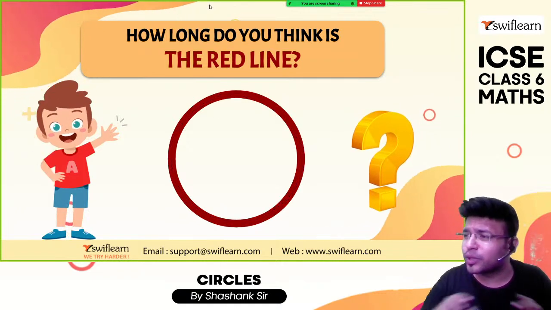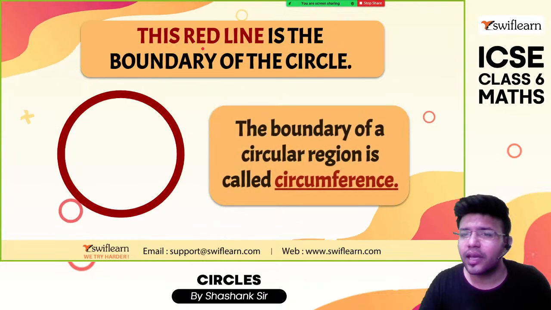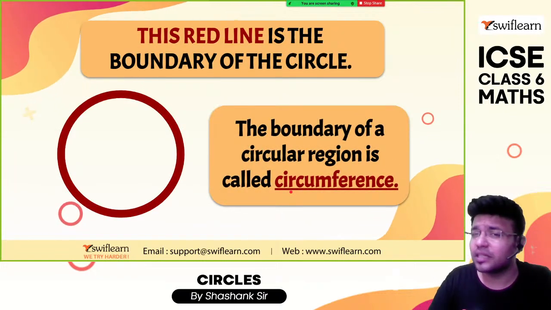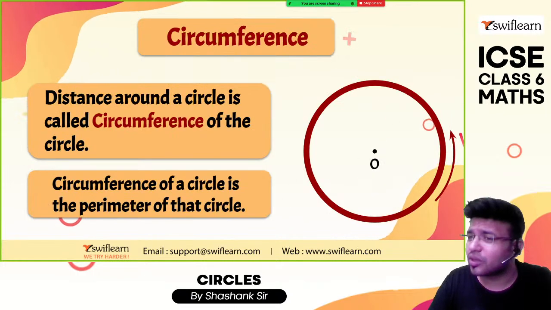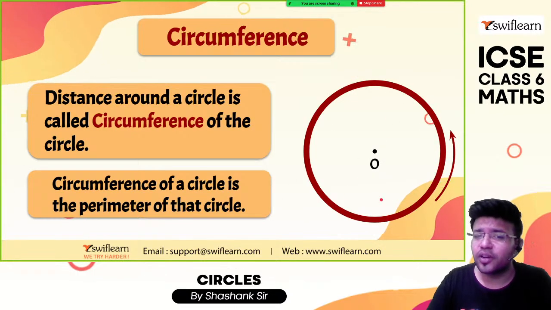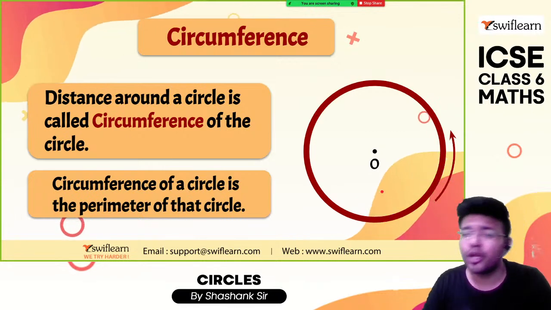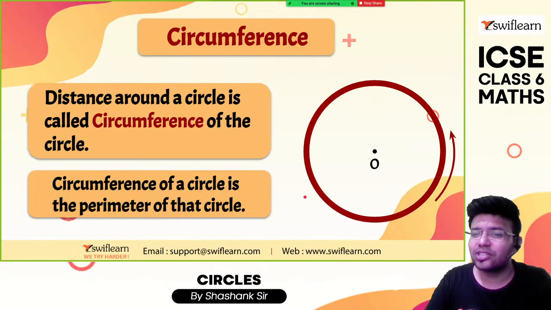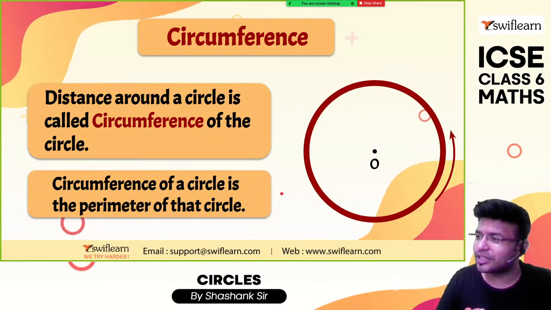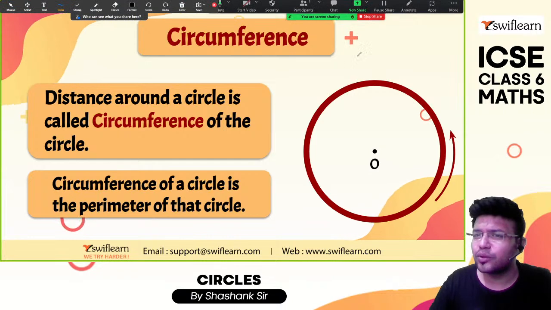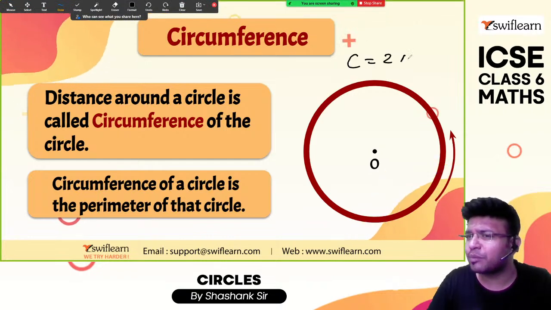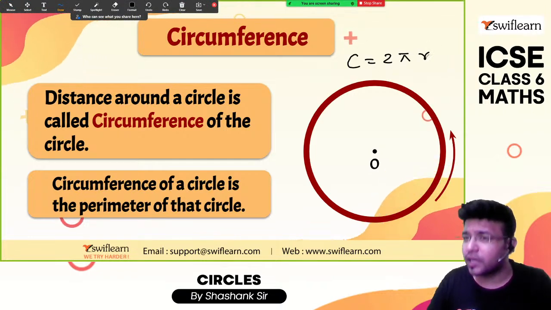And how long do you think this is? The boundary of the circular region is called circumference. The distance around the circle is called the circumference. Circumference of the circle is also the perimeter of the circle. And how much is this? I don't know whether you have this or not. I'll tell you, the circumference is equal to 2 times pi times the radius.